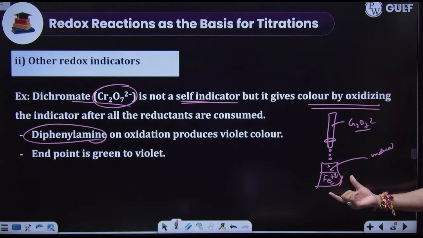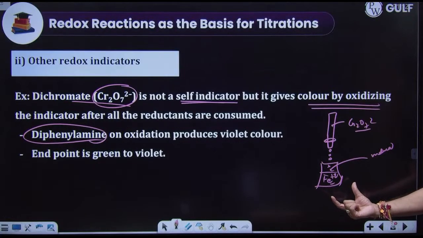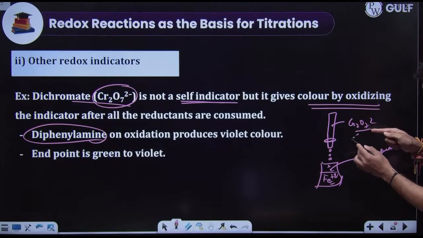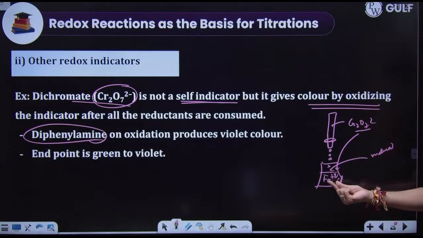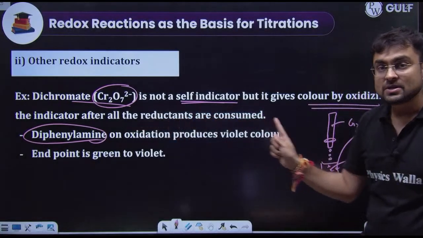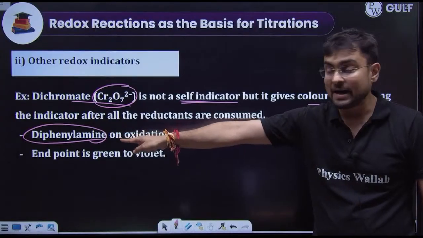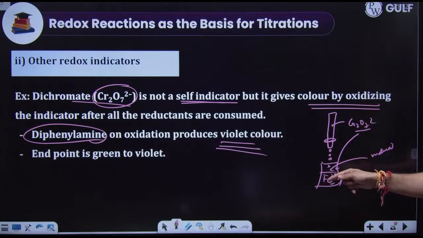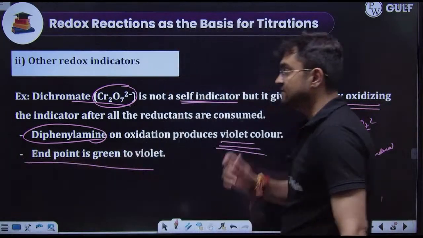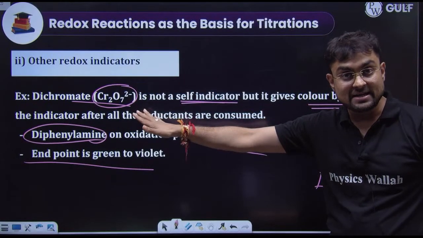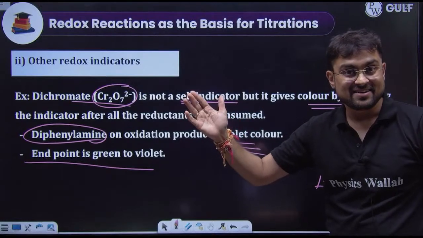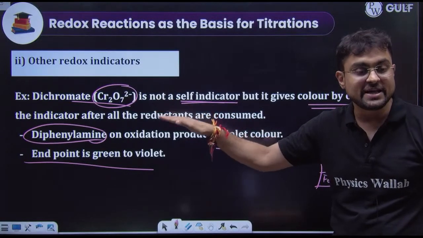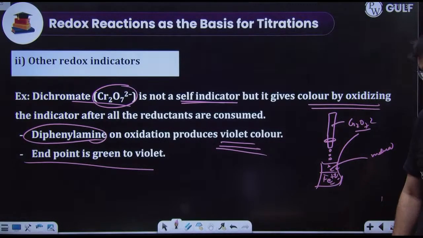But once this entire Fe2+ is consumed, there is only the indicator left in the solution. Now that excess drop of Cr2O7 2- will go and look for Fe2+, but it is nowhere, it is already consumed. So now it will react with diphenylamine. This Cr2O7 2- will oxidize the diphenylamine, and this will start showing its violet color in the solution. So when your solution becomes green or violet, you will see your end point is achieved. So here Cr2O7 2-, which is one of your reactants, is not your indicator. In order to show the end point, we need an extra indicator to be added in the conical flask.